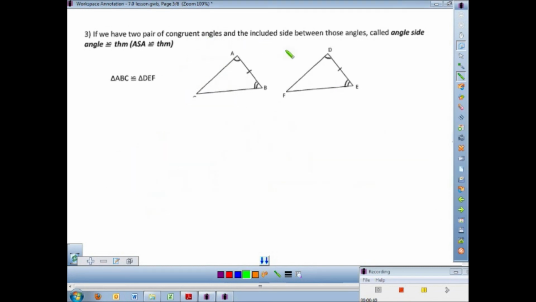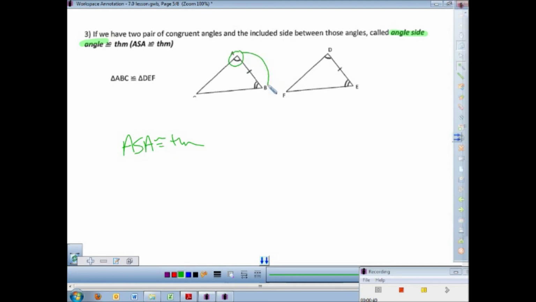Another way to prove triangles congruent is called angle-side-angle. And notice it's the same idea, only backwards. That side has to be between 2 angles, just like this. If I went here and I went around consecutively, I went from an angle to a side to another angle, and it's right in a row: angle, side, angle.